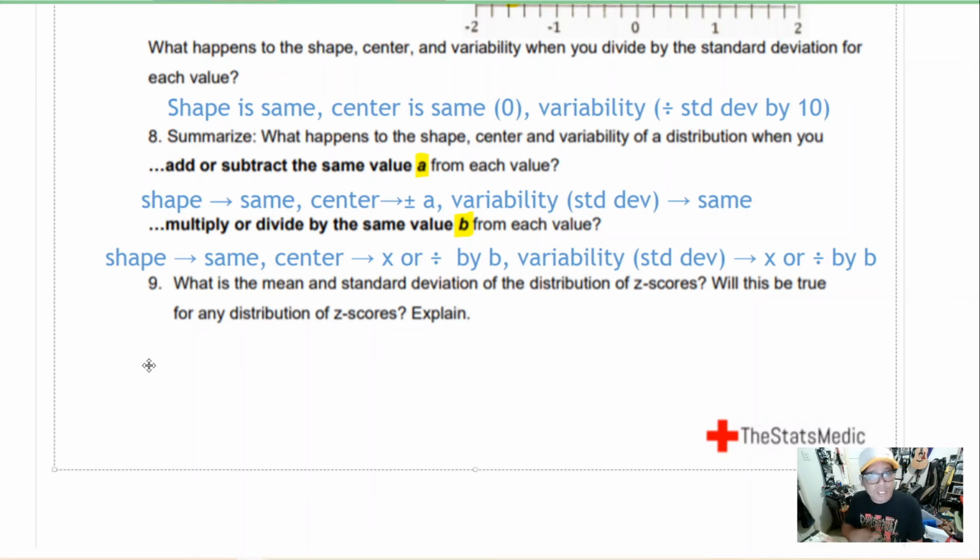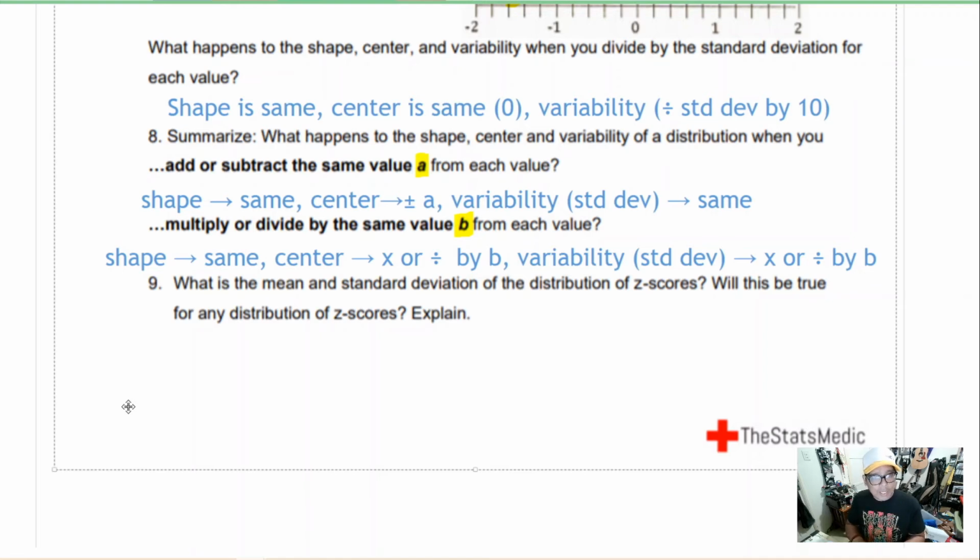I can tell you from experience that a lot of students will try to add into the standard deviation when you really should never add to a standard deviation. You only should be multiplying to a standard deviation. So, number 9, let's see if we can get this.